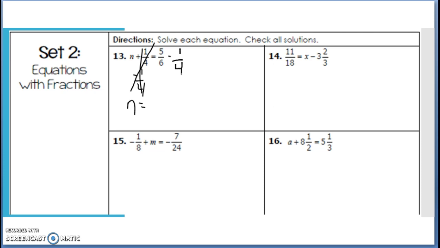Kind of like a pie. If a pie is divided into 6 pieces, and then another pie is divided into 4, and I'm trying to combine those things, they're not going to fit well together because they're not the same number of pieces. So we need to find a way to rewrite these fractions.